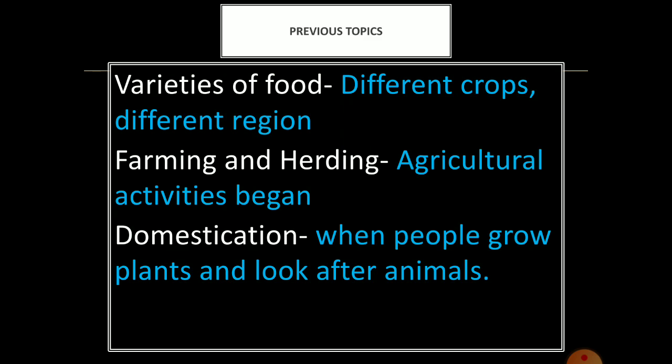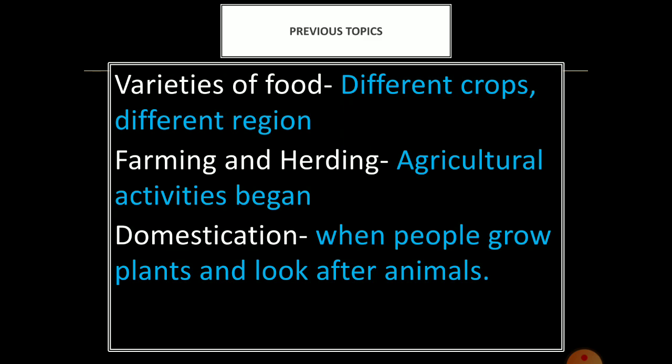Varieties of food. Different crops and different plants used to grow in different regions. Similarly, different animals require different climatic conditions to survive. Next is farming and herding. In earlier times, people started engaging in agricultural activities. This is how they became farmers as they looked after the plants, and they also started taking care of the animals, which proved to be very useful after a long time. This is how they became herders, or cattle keepers.